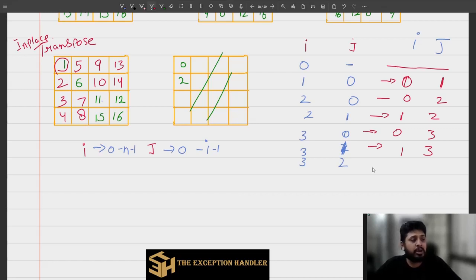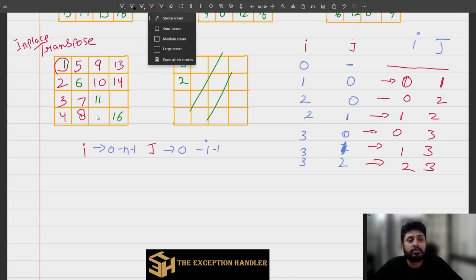Now my next swap is this one. So this one is 3 comma 2. So 3 comma 2 would be swapped with 2 comma 3. So if you see, 15 and 12 would be swapped. So my 15 comes over here and my 12 comes over here.